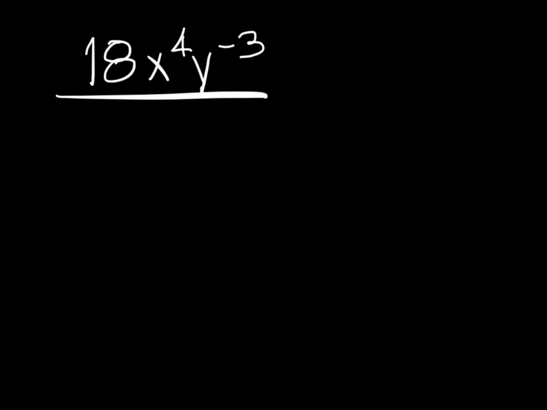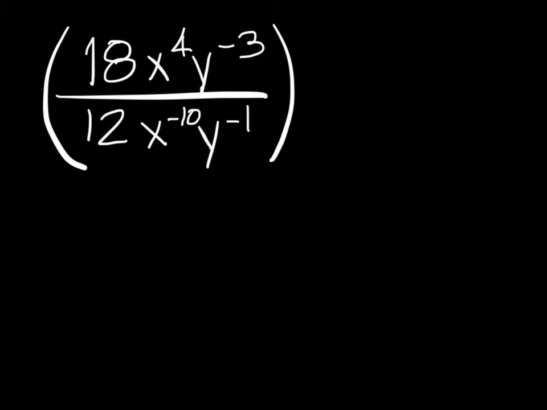Practice problem. 18x to the fourth, y to the negative third over 12x to the negative 10th, y to the negative 1. All of this is going to be to the third power.